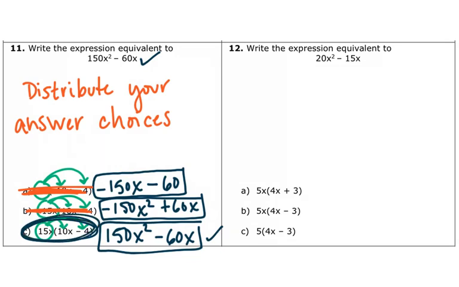So if you only have two terms with some answer choices, distribute your answer choices and figure out which one matches this question here. So go ahead, try the same thing with number 12. See if you can get number 12 correct.